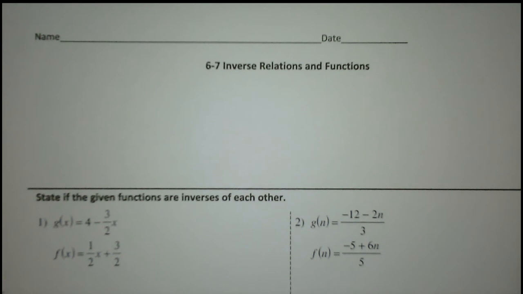Hey everybody. I actually decided we might as well do this section in Chapter 6 also. Let's do one more section in Chapter 6, because I think it'll be good for you to have a basis moving forward with inverse functions.